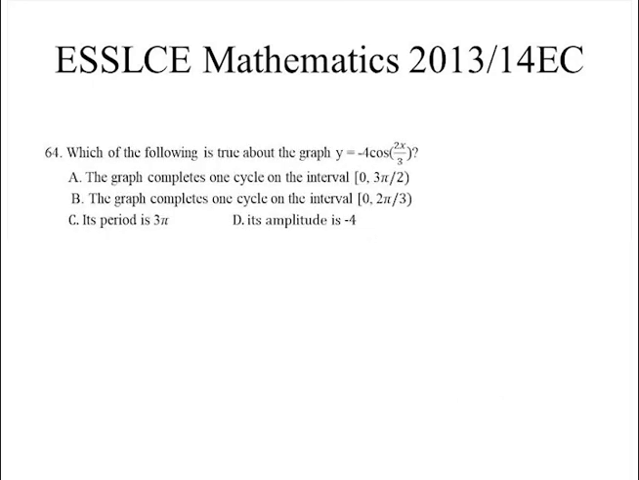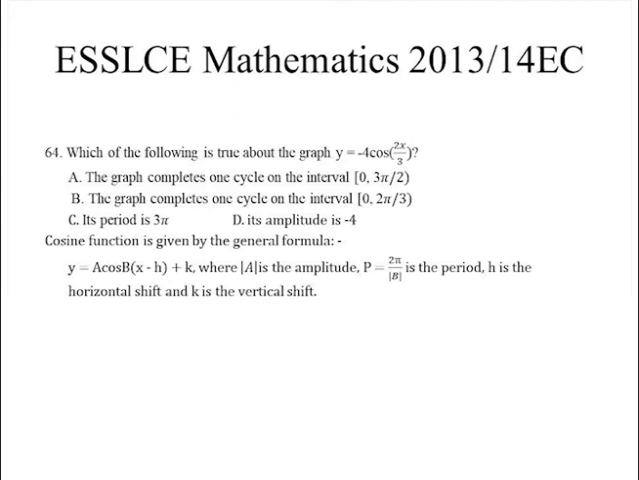Question number 64. Which of the following is true about the graph y is equal to negative 4 cos 2x over 3? The cosine function is given by the general formula y is equal to a cos b times x minus h plus k, where the absolute value of a is the amplitude, the period is 2 pi over the absolute value of b, h is the horizontal shift, and k is the vertical shift.